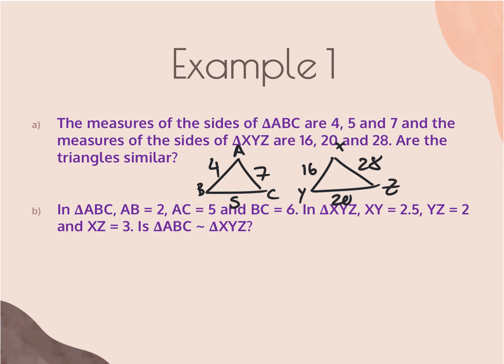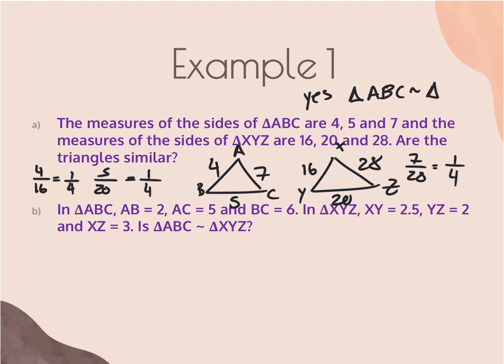So I'm going to go ahead and do 4 over 16. That's going to simplify to 1 over 4. If I do 5 over 20, it's going to simplify to 1 over 4. And if I do 7 over 28, that's also going to simplify to 1 over 4. So because they all simplify to the same scale factor, we're using the side-side-side similarity theorem. I'm going to write the answer up here. Yes, they are similar. Triangle ABC is similar to triangle XYZ.